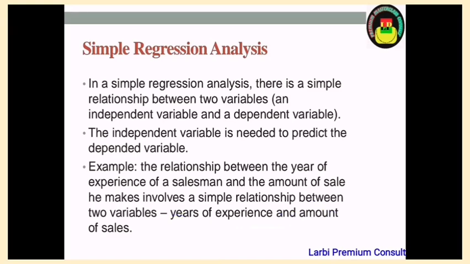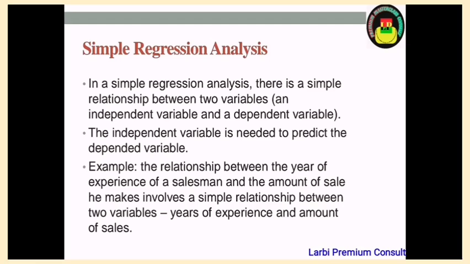So in simple regression analysis, there is a simple relation between two variables, an independent variable and a dependent variable. The y will be the dependent variable, and the x will be the independent variable. That's why we denote them that way. The independent variable is needed to predict the dependent variable.